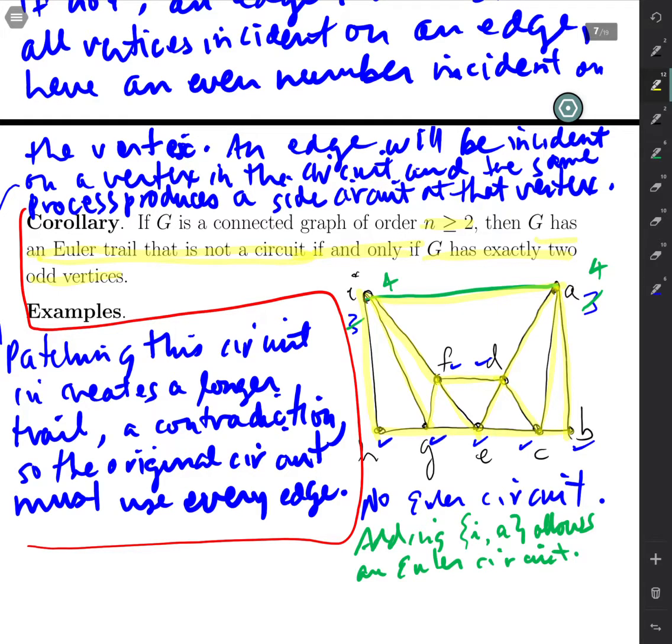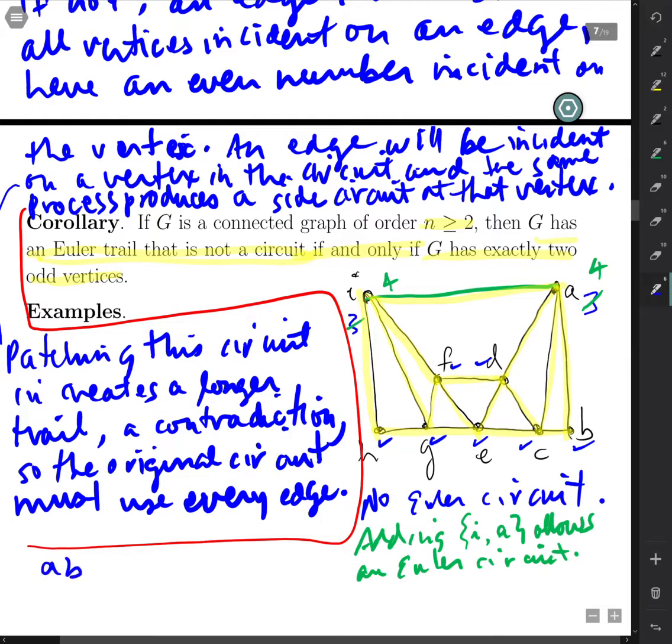So the Euler circuit I wrote down there, it might be helpful to see it. The Euler circuit I wrote down there was A to B to C to E to G to H to I. I just went around the outside. And then I went down to G and up to F and down to E and up to D and down to C. And then the only way I could go then is to go to A. And then from A I went down to D and over to F and up to I and then finally across to A.